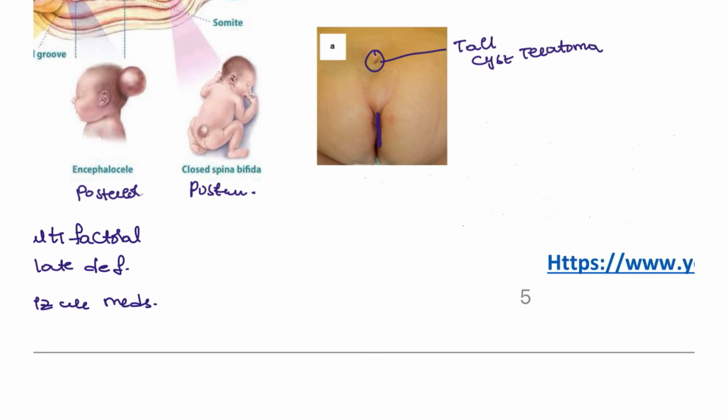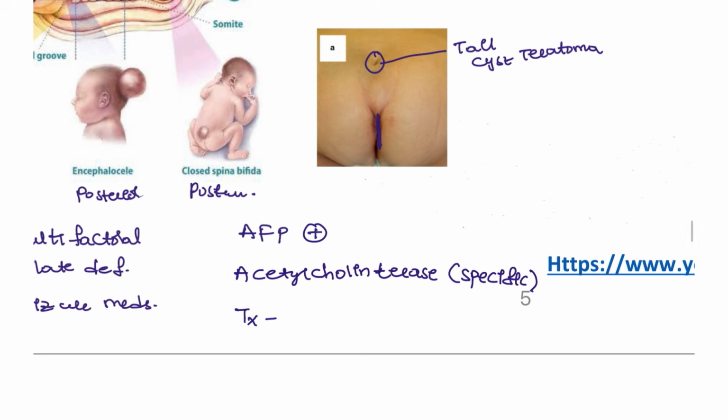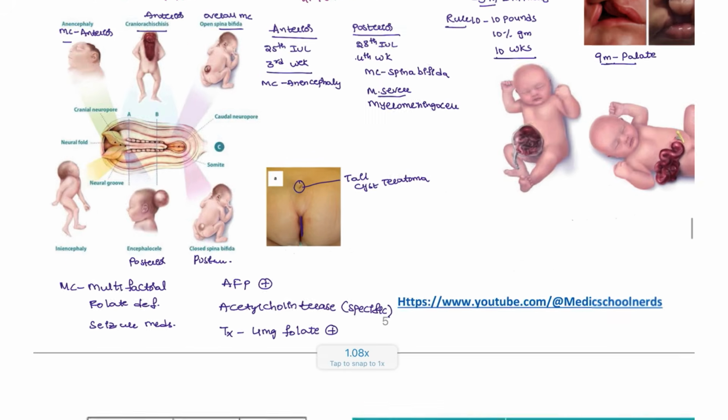And what is the test that you are going to do? AFP is positive, but to be specific, acetylcholinesterase is positive. Acetylcholinesterase is most specific. And what is the treatment or prevention? We are going to give 4 mg folate. That should be started for this patient.